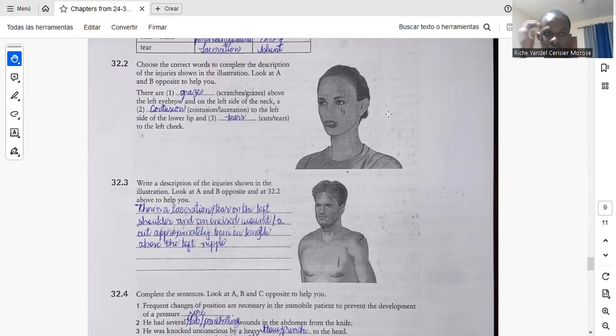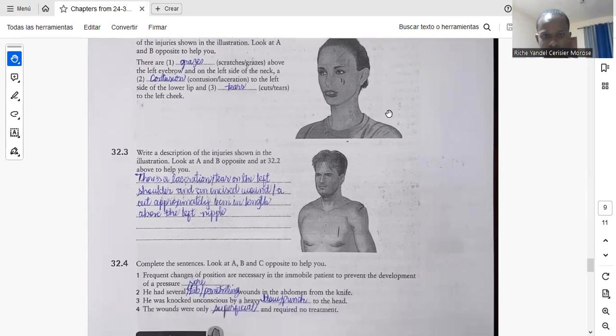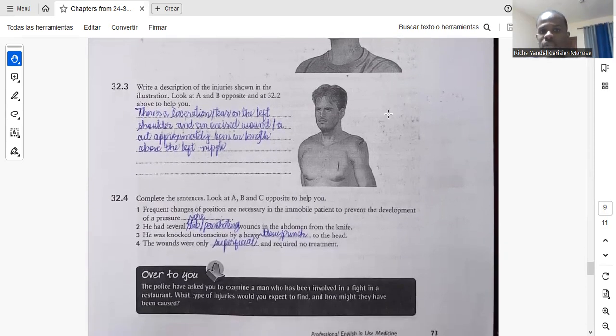Choose the correct word to complete the description of the injury shown in the illustration. There are grazes above the left ear, a bruise on the left side of the neck, a contusion of the left side of the lower limb, tears to the left cheek. Right description of the injury shown in the illustration. So there is a laceration, a tear, of the left shoulder.